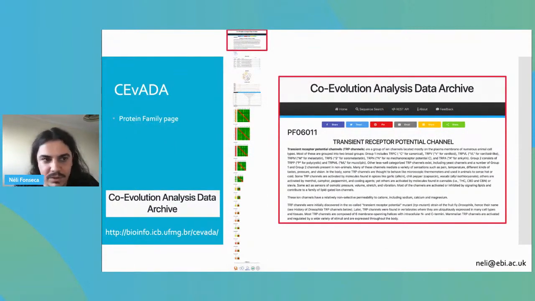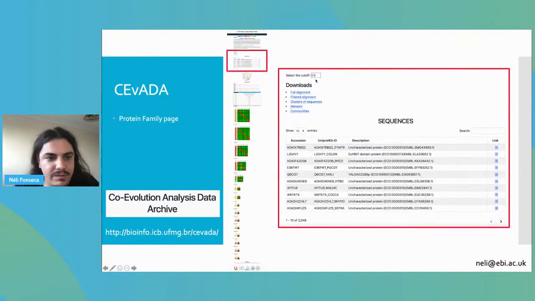So we have two types of entry pages, one based on the protein family and another based on the sequence. Here I'm showing an example of a protein family page. In this example, the page is extensive, so I will split it in a few slides. It contains a description of the domain, automatically fetched by using the Wikipedia API. Then we have an option to change the cutoff of the network, another option to download the raw data, and the interactive table to see the sequences that are members of this protein family. And we also have links to access the Civada page.